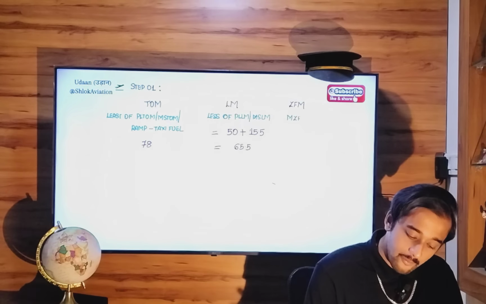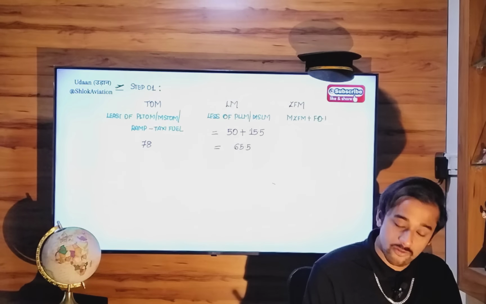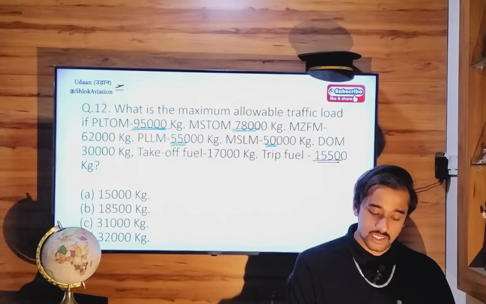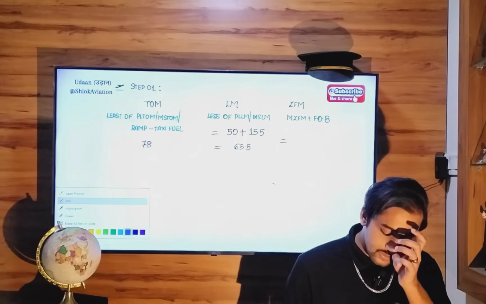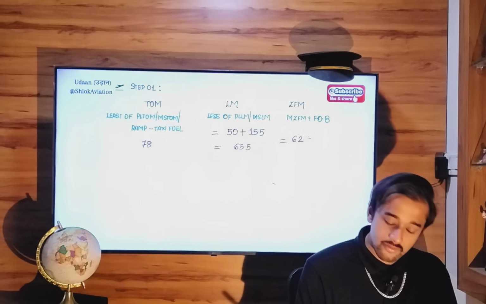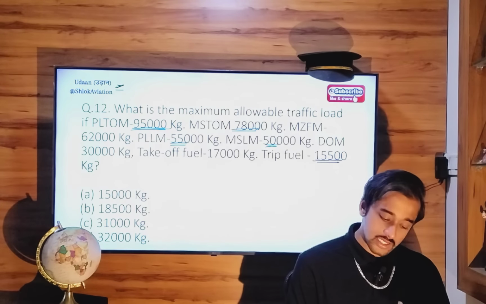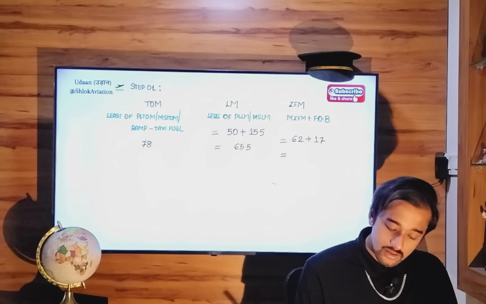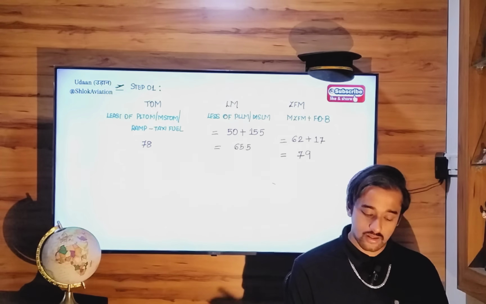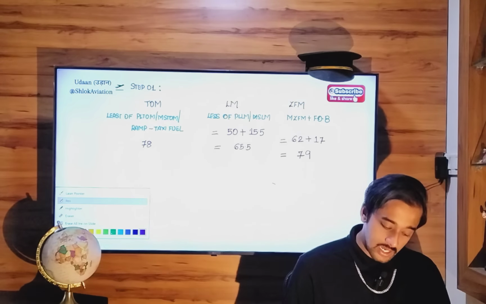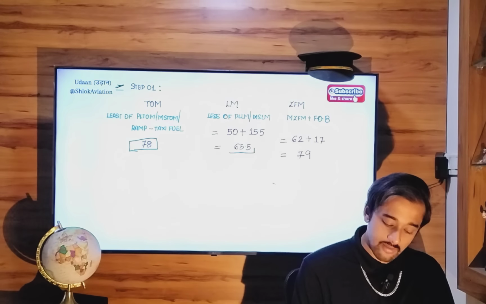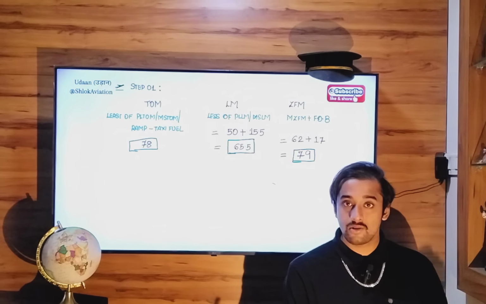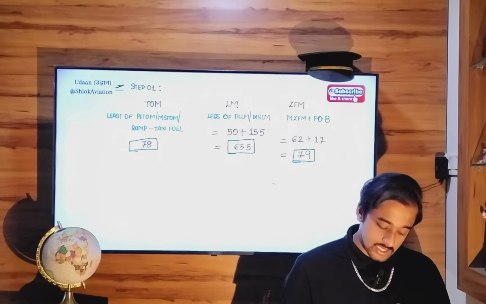Next, zero fuel mass column, write the formula: maximum zero fuel mass plus fuel on board or takeoff fuel. So that is equal to, zero fuel mass is 62,000 kg, so 62, and fuel on board or takeoff fuel is 17,000 or 17. The answer will be 79. Now you have to select that takeoff value which is the least of these three values. One is 78, second is 65 and a half, the third is 79. So the value least in number is 65 decimal 5.